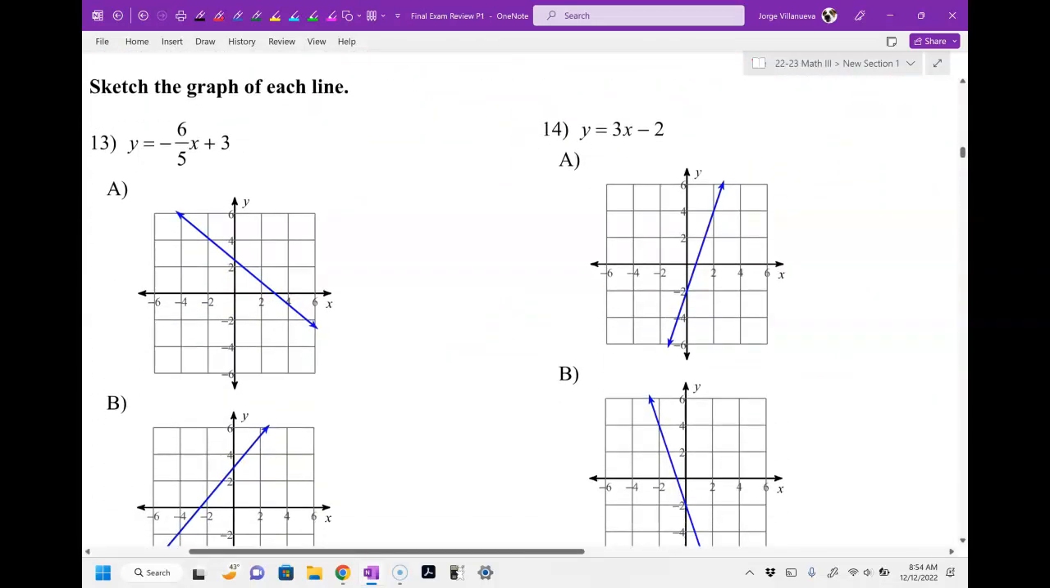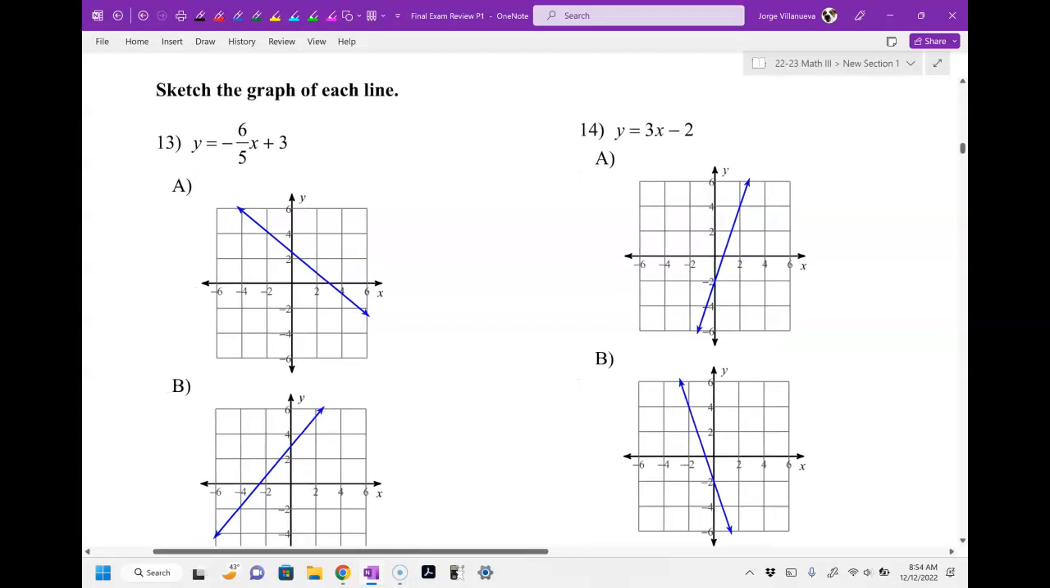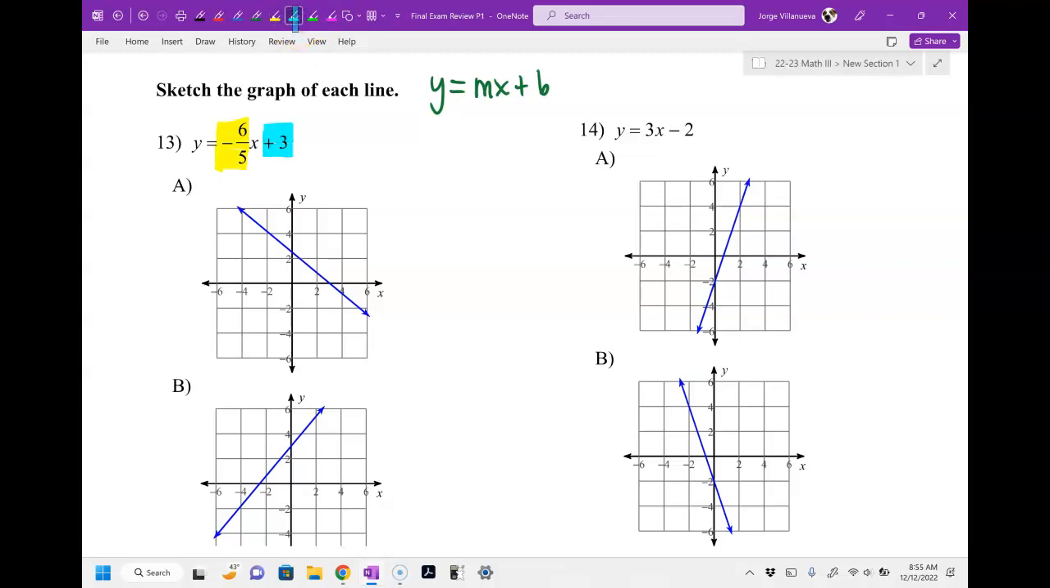All right, last two problems that I have to do for today. Graph or sketch the graph of each line. Now, for number 13, remember that the formula looks like this that they're using. Y equals mx plus b. So this number is my slope, and this number is my y-intercept. Okay, so my slope for the first one is negative 6 over 5, and my y-intercept is 3.